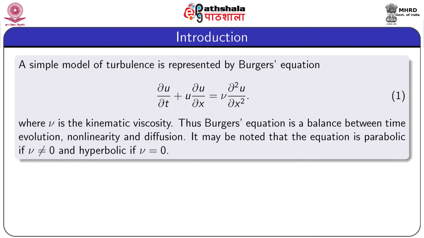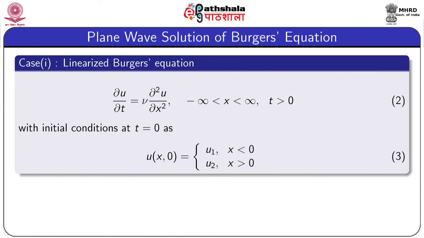Now we are going to solve equation 1 after linearizing it. The linear Burgers' equation can be written after dropping the nonlinear term as del u del t equals nu del 2 u del x square, where t is the time variable and x runs from minus infinity to plus infinity. That means x can take any value on the real axis. We also have the initial condition for u: u at time t equals 0 equals u1 for x less than 0, and it takes another constant value u2 for x greater than 0.